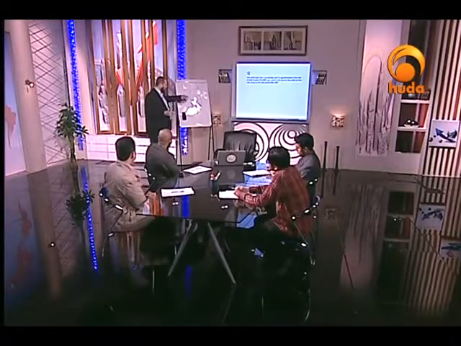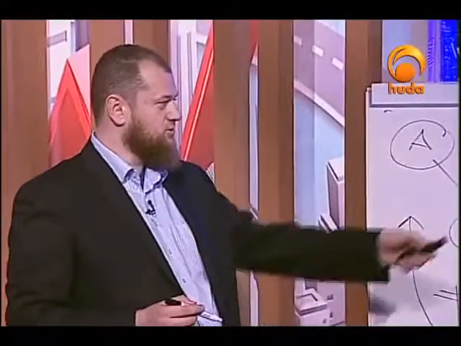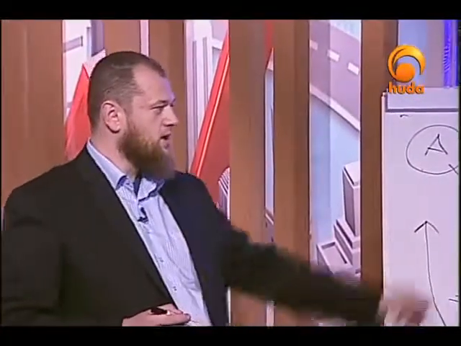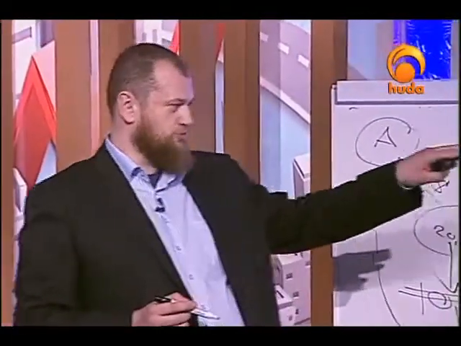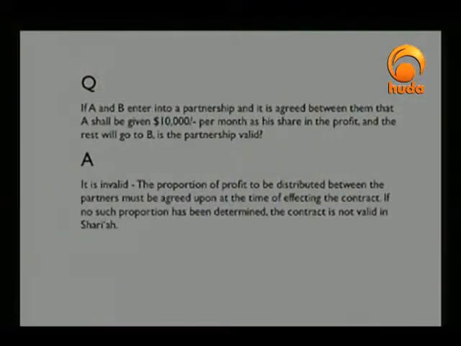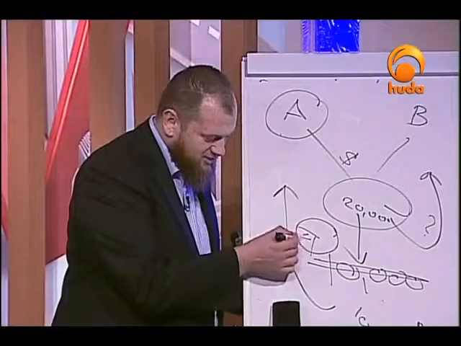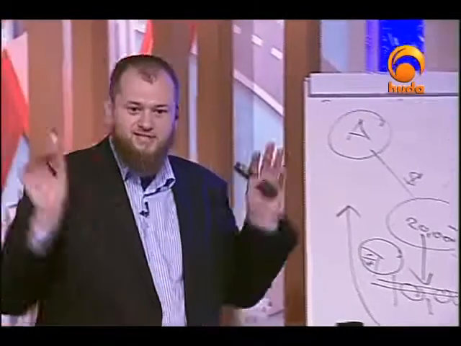So whenever you have a partnership, as you can see here, the proportion of the profit to be distributed must be agreed upon at the time, before. So the proportion, what is the part of the profit? So we have this watermelon. Now, mine is 1/3. That's it. Whether it goes up or down, it's 1/3 of the profit. So that's how we do it.